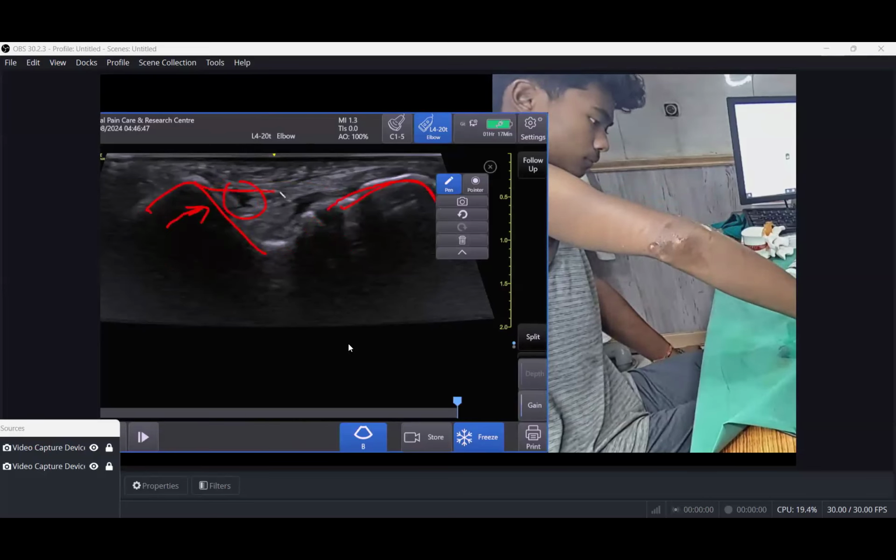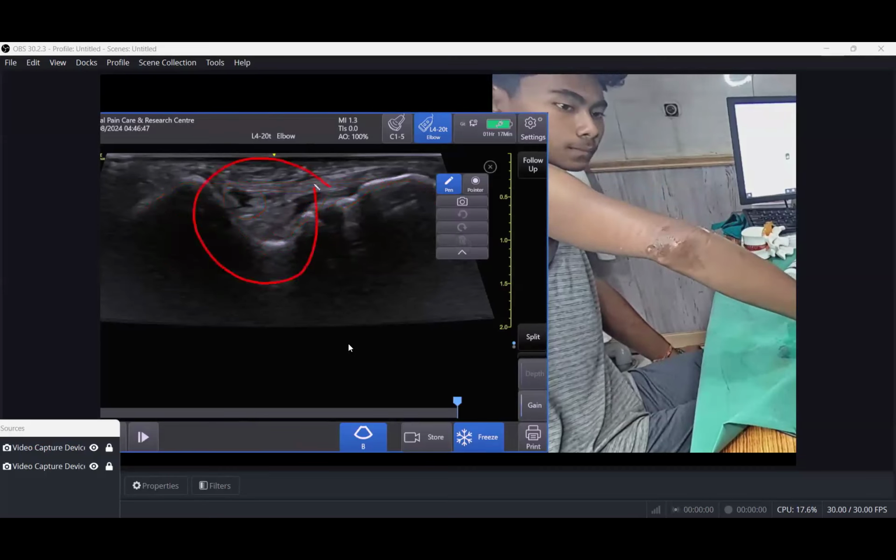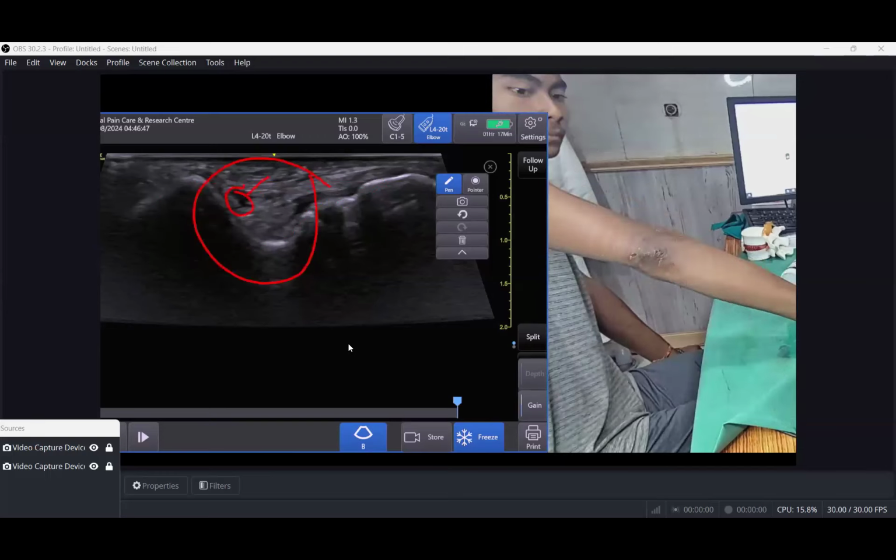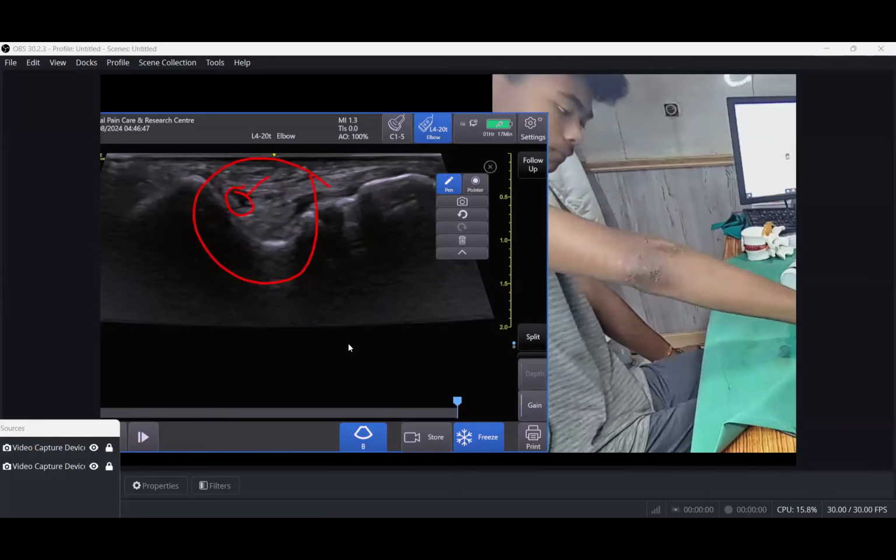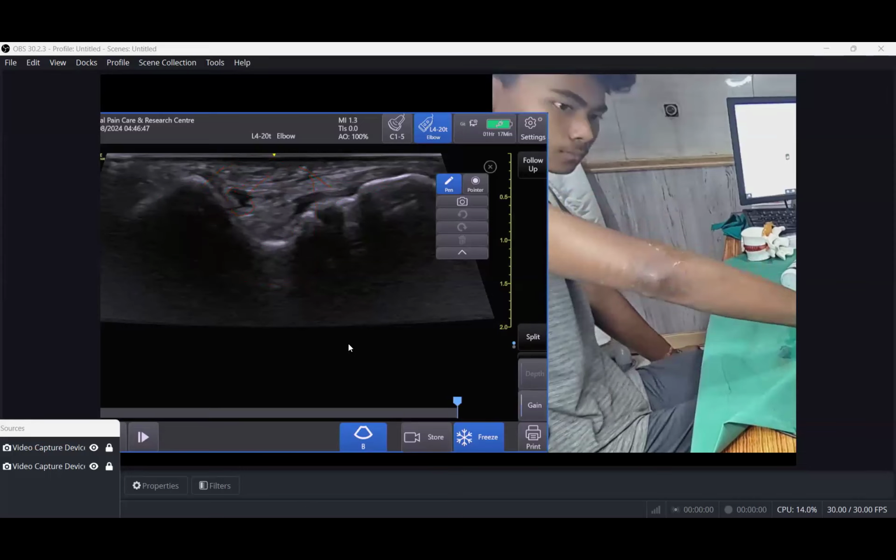There is one ligament above and one ligament below. The ligament above is the Osborne ligament, and the ligament below is basically a part of the posterior band of the medial ligamental complex. So this is the cubital fossa. Here entrapment of the ulnar nerve can happen. If it happens, you can see an enlarged, swollen ulnar nerve.